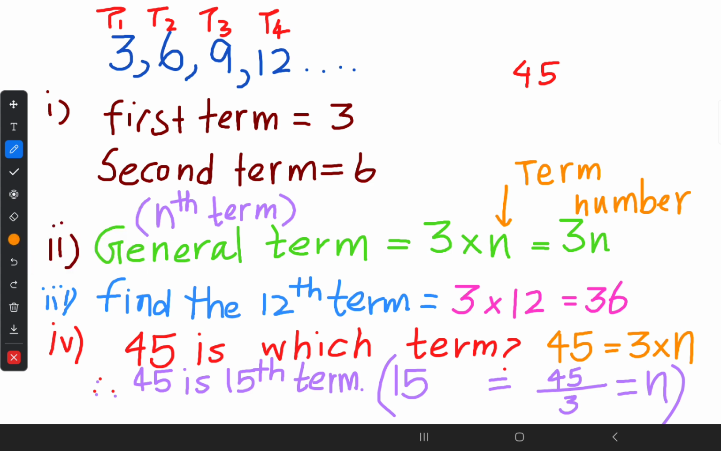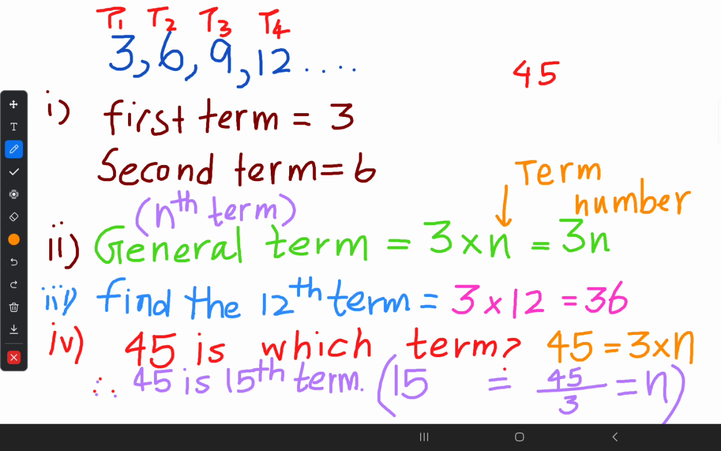Same thing. One toffee is 3 rupees. Two toffees are 6 rupees. My first question: to buy 12 toffees, how many rupees do I need? How much do I need to buy 12 toffees? So 12 multiplied by 3, 36 rupees I need.